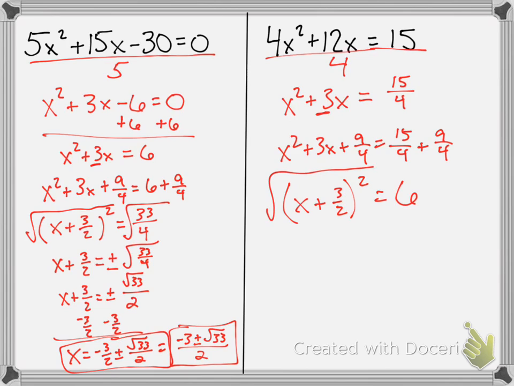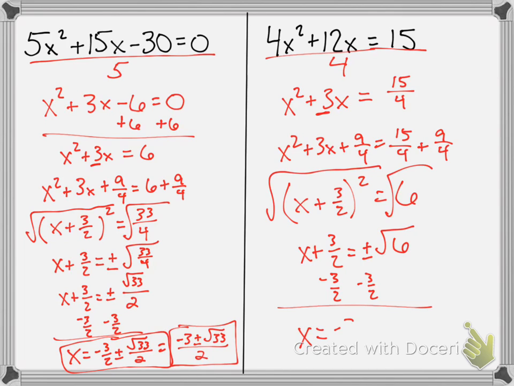Now we go ahead and finish off the process. So we're going to go ahead and square root each side. We'll get x plus 3/2 equals plus or minus square root 6. You can break down square root 6 all you want. It's not going to go anywhere. So we're going to leave that alone. Subtract away the 3/2. You get a final answer of x equals negative 3 over 2 plus or minus square root 6.